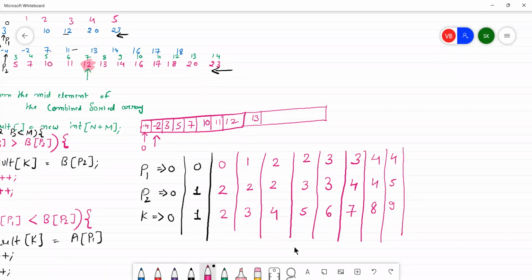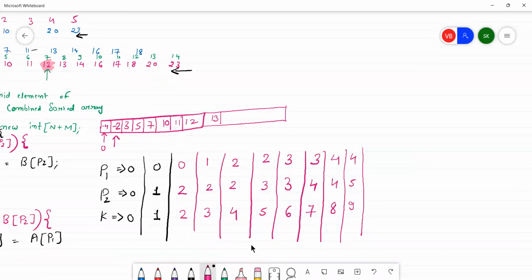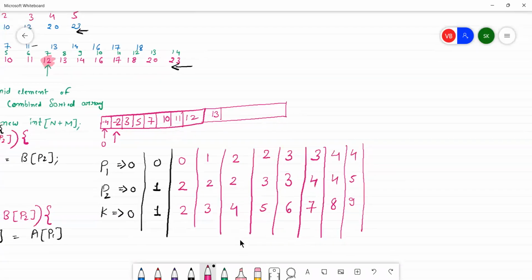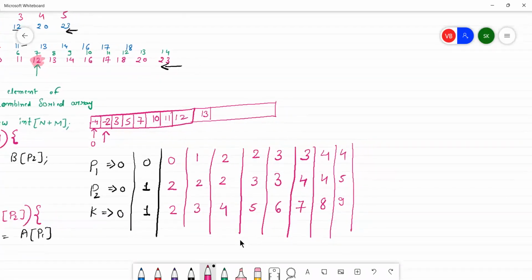The next time again it will compare 14 and 20. Which one is smaller, 14 or 20? 14. So here we will get 14. We will again increase the value of P2 to 6. This as 4 and here it will become 10.